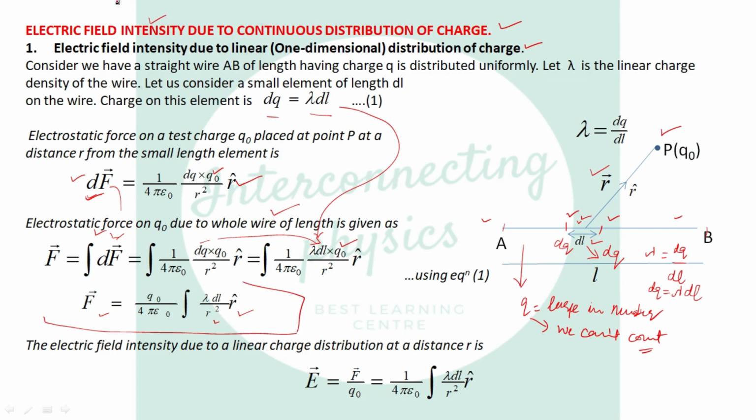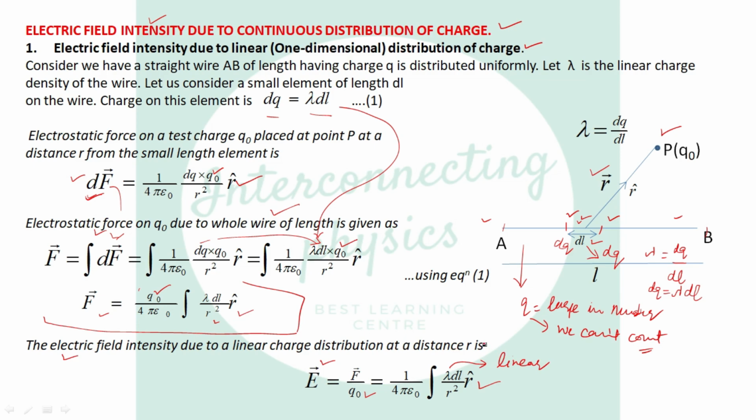But if you want to calculate the electric field intensity, then with one more line we will end up with this derivation. So electric field intensity due to a linear charge distribution at distance r is, you know the formula for electric field, that is F vector divided by Q0. Substitute the value of F vector. This Q0 will cancel out with this Q0, and we will be left with E vector equal to 1 over 4 pi epsilon naught integration of lambda dl over r square into r cap. So this is the electric field intensity at a point P due to continuous distribution of charge, that is linear distribution of charge. This lambda shows linear distribution of charge.